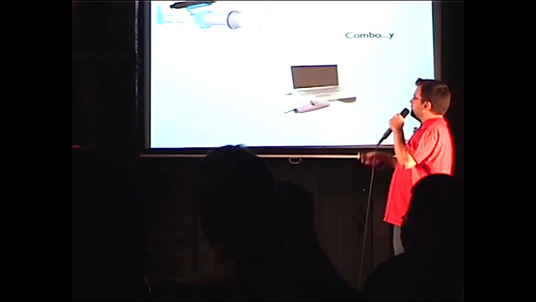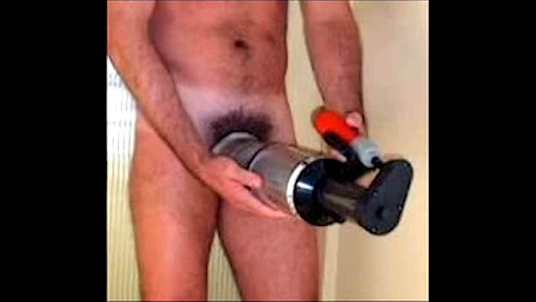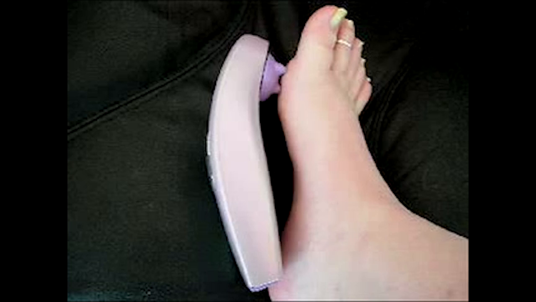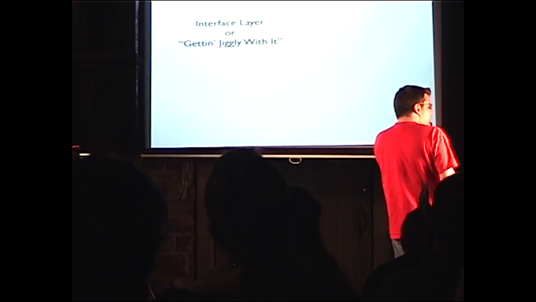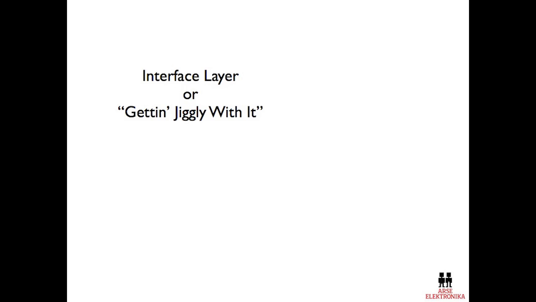And then finally we hit the combo category, which is an amalgamation of those last three, basically. Up here we have the Toys in Motion Priceless, which has a Fleshlight in it that rotates and goes back and forth and runs off a handheld screwdriver. That's actually what that little black tube is up there. And down here we have the Jojo, which I will show more of later, but it does all sorts of cool shit. Just trust me. J-E-J-O-U-E. Yes. So now we hit the interface layer, or getting jiggly with it.